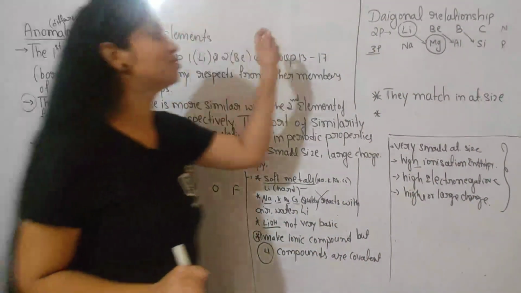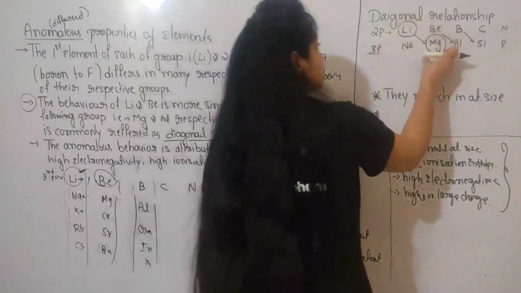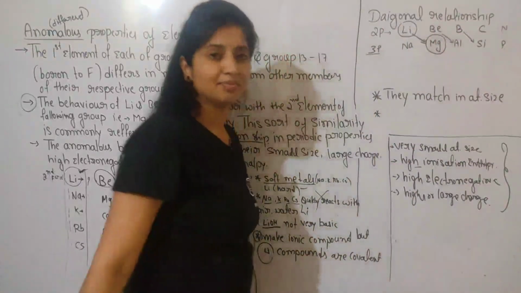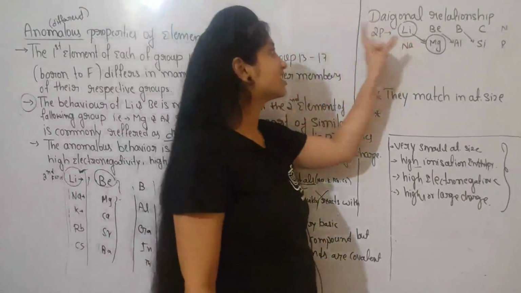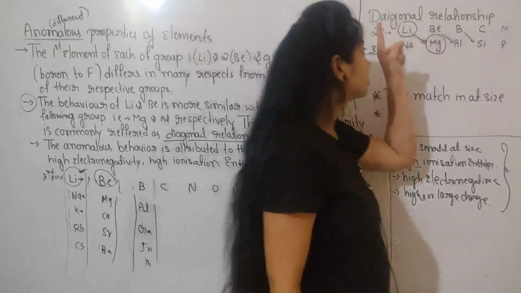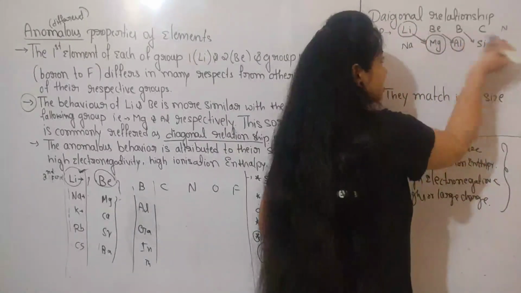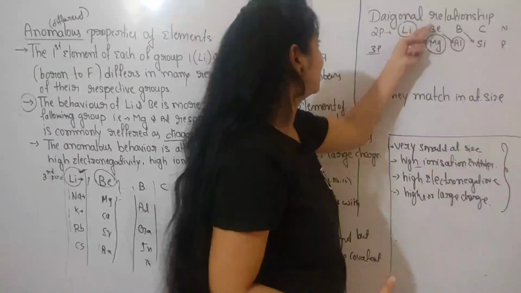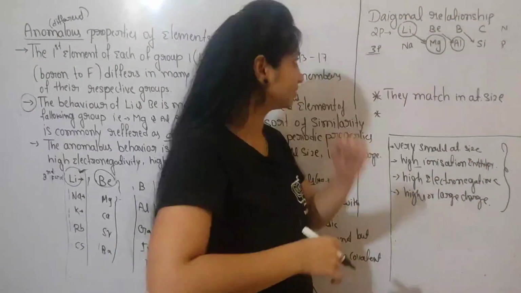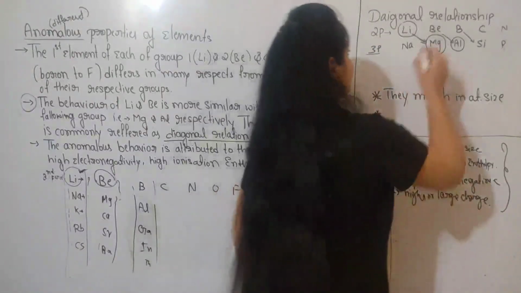So this is the anomalous property of these elements, lithium and magnesium. The magnesium exists diagonally with lithium. So this is called a diagonal relationship. Like this, beryllium shows a similar property with aluminium. Aluminium belongs to another group, beryllium also belongs to another group. So they are present in different groups, but they show similar properties.